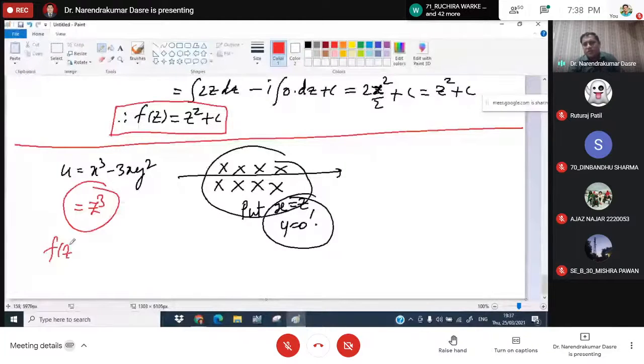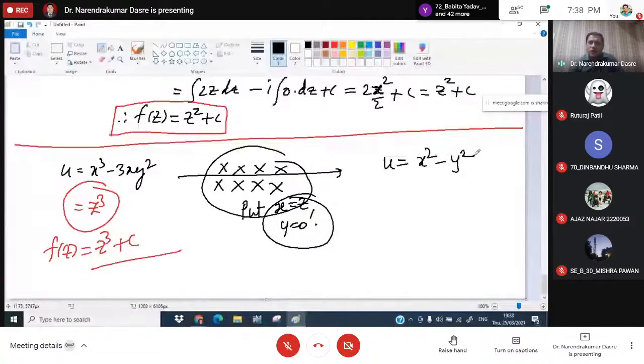So your u was x square minus y square. This was your u. Apply the trick. What does it become? It becomes z square. This is going to be 0. And so see what is the f of z we have got. So f of z is z square plus c.